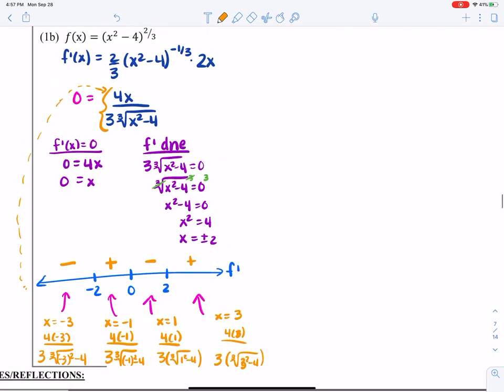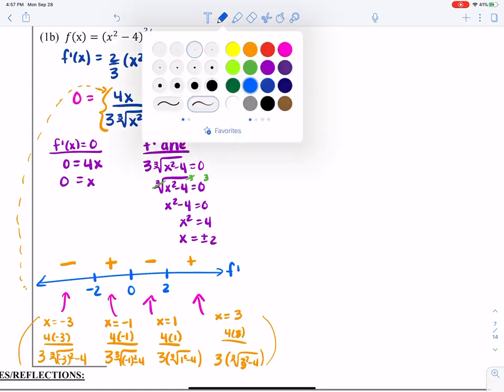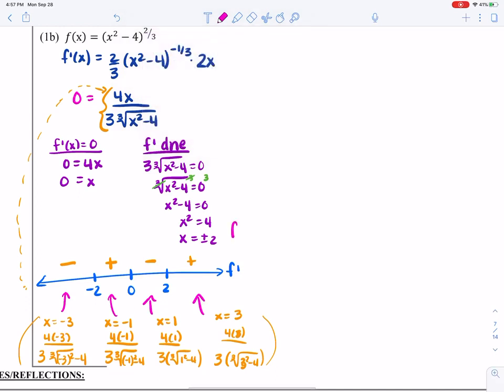So remember, you don't have to necessarily write out all of this work that's down here. That's just my notes, trying to show you where I get all of these numbers from. So now we can use this information to figure out what f is doing. So f prime negative would mean that f is decreasing. Positive would mean that f is increasing. Then it's going to decrease again, and then it's going to increase again.